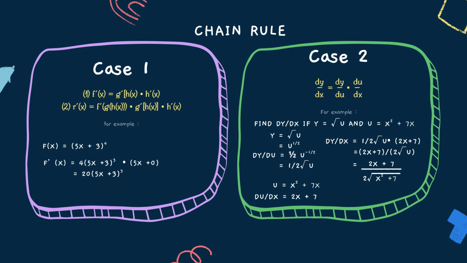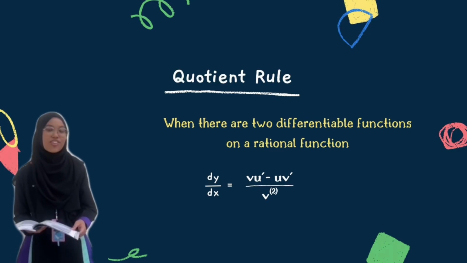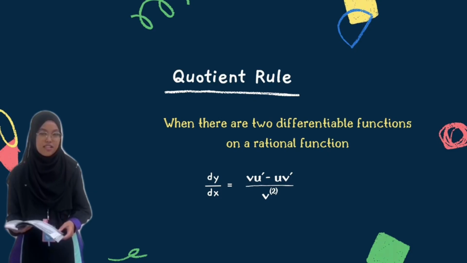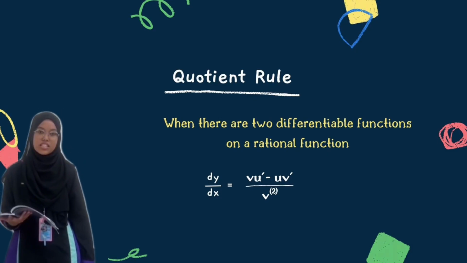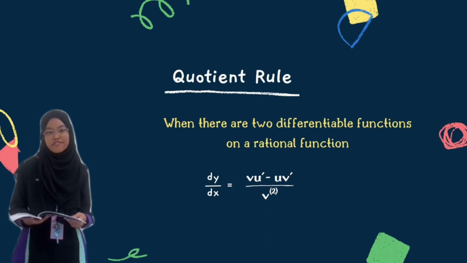times du over dx. I will explain the last technique of differentiation, which is the quotient rule. We can apply the quotient rule on a rational function where u and v are two differentiable functions. Then the formula is dy over dx equals v u prime minus u v prime, over v squared.